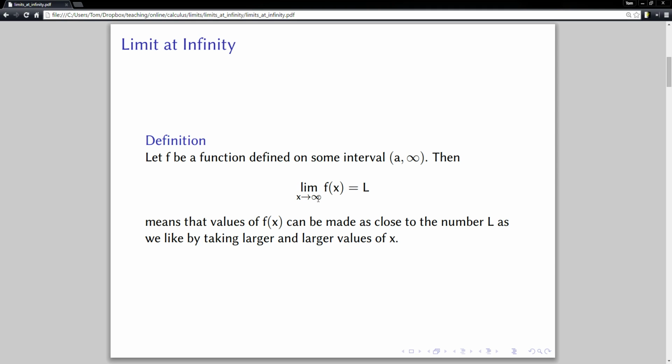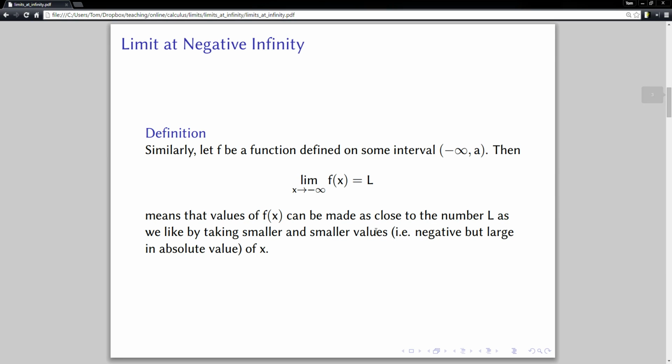So instead of the x values going to a specific number, we're just going to take larger and larger x values and take a look at the corresponding y values and see if we can see a pattern there. And if those y values get closer and closer to some fixed number, then we'll say that number is the limit.